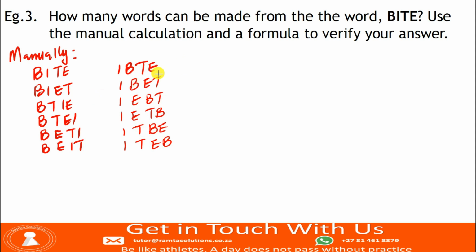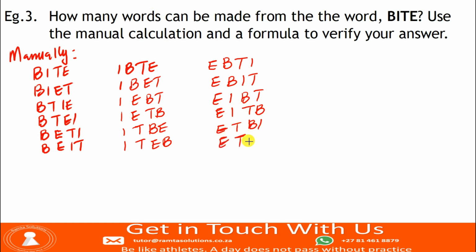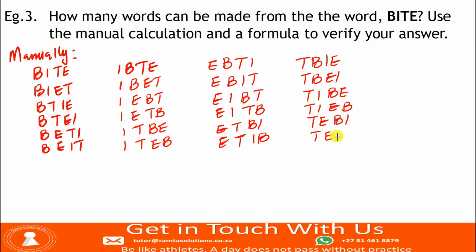Then this time let me take E, starting with E. We can have E, B, T, I. E, B, I, T. And then we can have E, I, B, T. We can have E, I, T, B. We can now have E, T, B, I, then E, T, I, B. Lastly, I need to start with T. T, B, I, E, or T, B, E, I, T, I, B, E, T, I, E, B, then T, E, B, I, and then T, E, I, B.